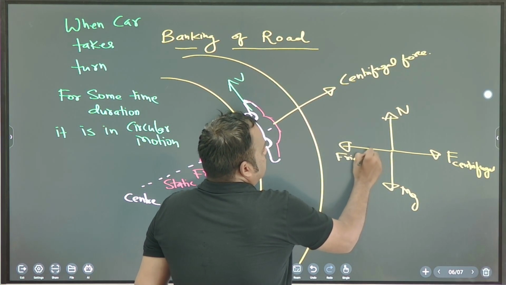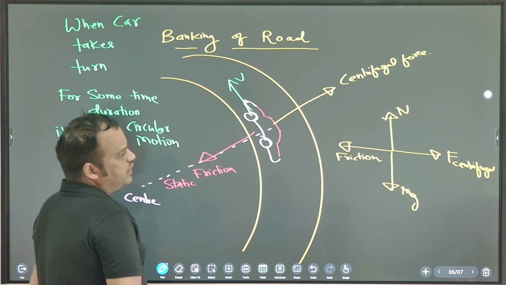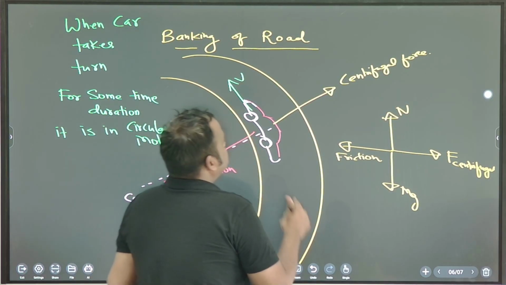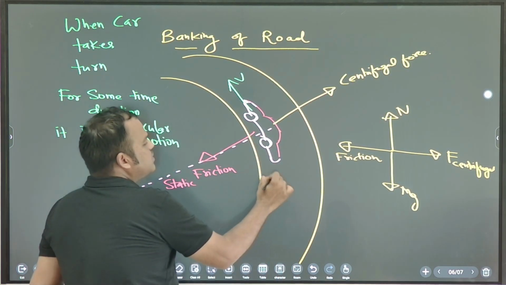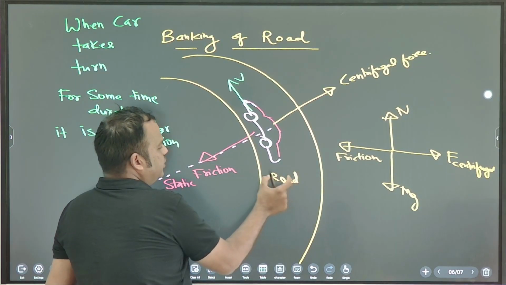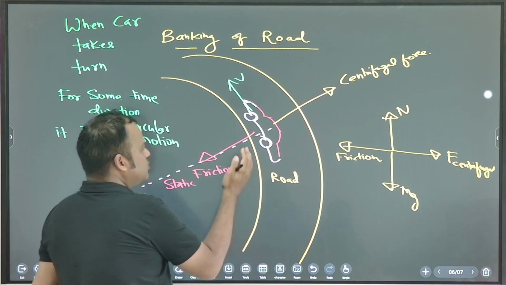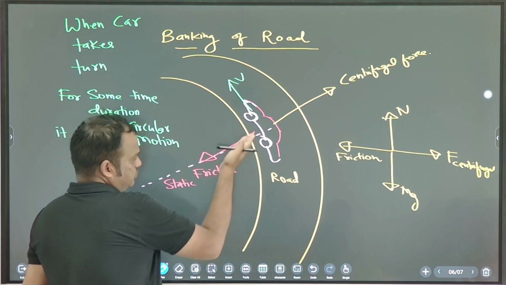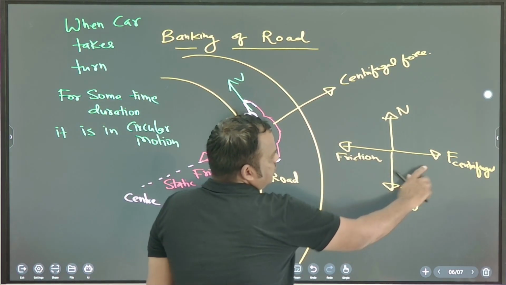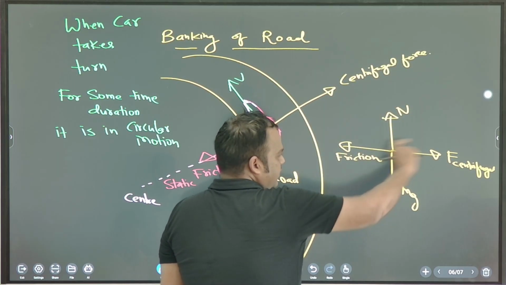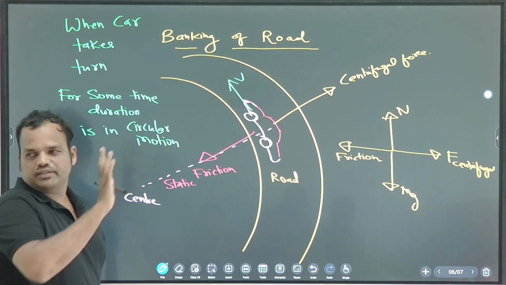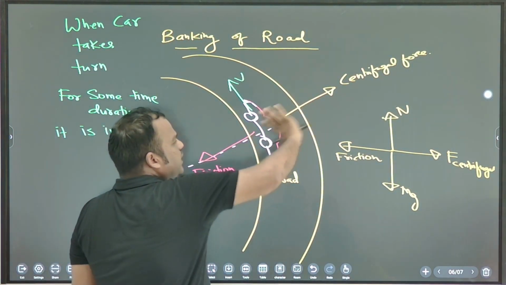Static friction towards center. Okay, clear? So if the road is good quality, friction will be more. So it is not easy for the car to slide.